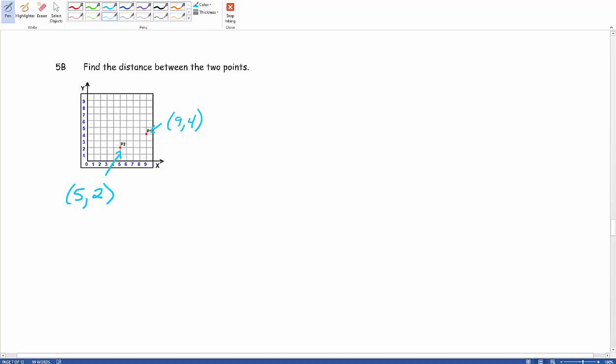So again, before we actually begin any math, we first have to identify what our 2 points are that we're talking about. Now, when we're talking about the distance between these 2 points, we can go ahead and use our distance formula. So our distance is equal to the square root of our (x2 minus x1) squared plus (y2 minus y1) squared.